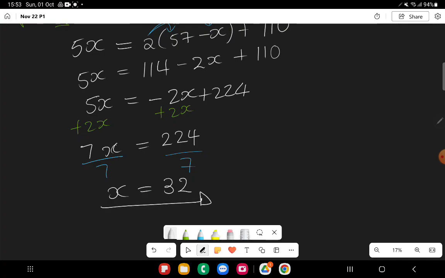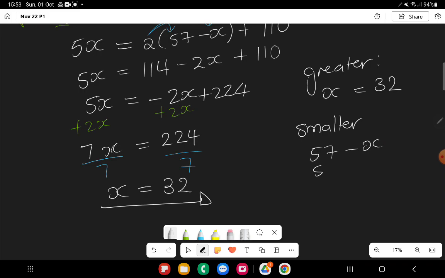There you go. So what's our greater number? We know that the greater number is x, which is 32. And our smaller number is 57 minus x, which is 57 minus 32. So that is going to be equal to 25. There you go.